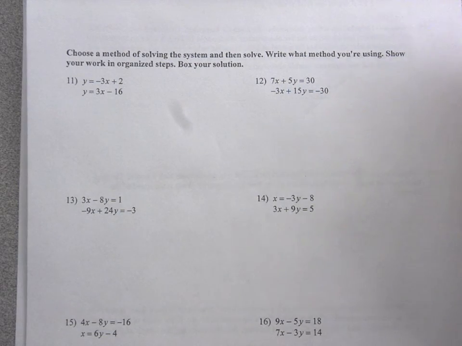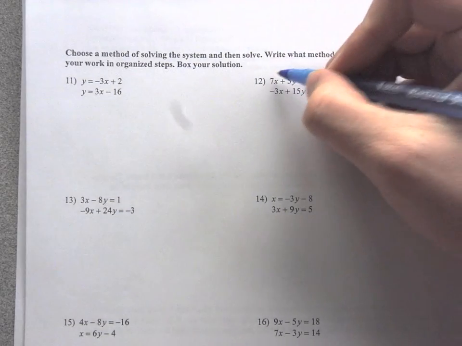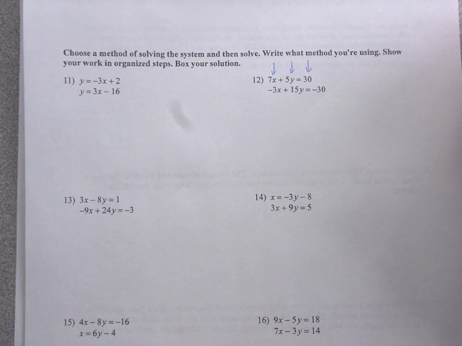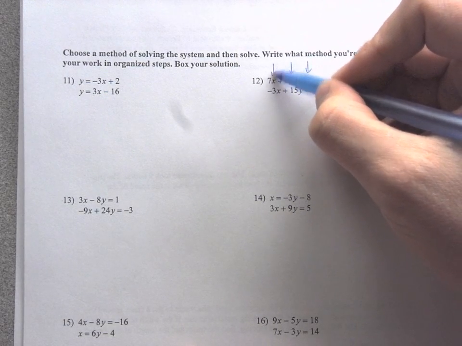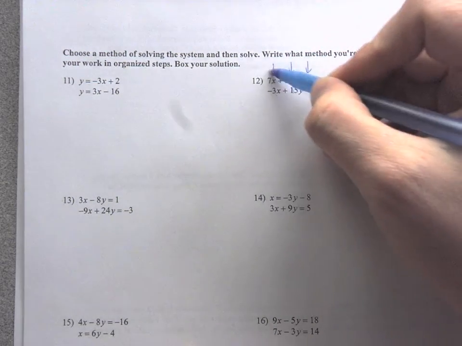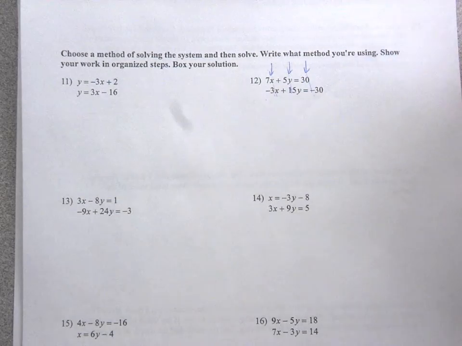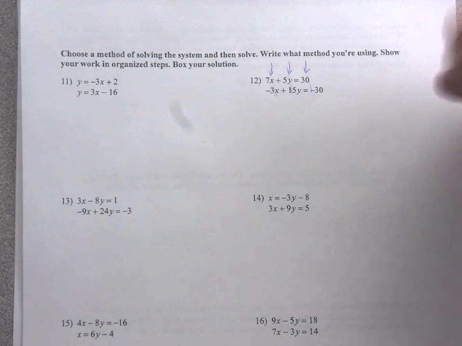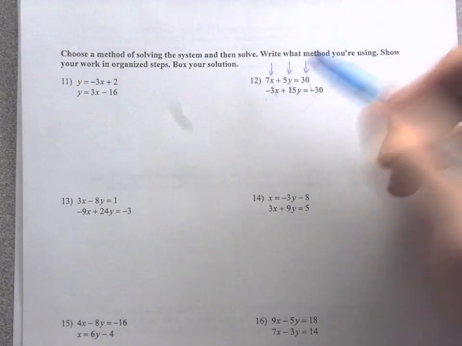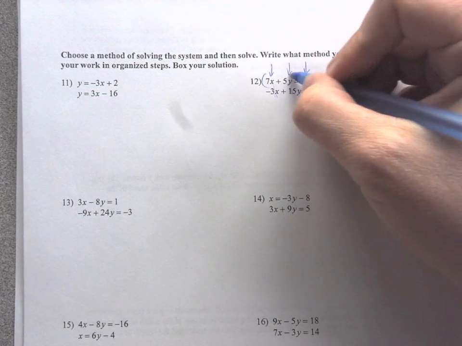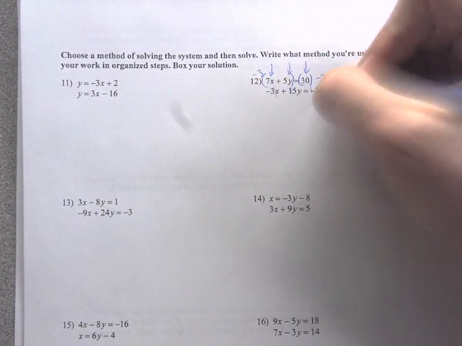Let's start with number 12. If you notice that both of these are in standard form, it's a little more obvious what method we're going to use, because elimination is the method that combines the like terms down the columns. Combine the x's, combine the y's, combine the numbers. The goal is to get something to eliminate, and in this case, nothing's going to eliminate right off the bat, so I'm actually going to have to make it eliminate. To me, it looks like the easiest thing to do is to get this y to be a negative 15. I can do that by multiplying by negative 3.